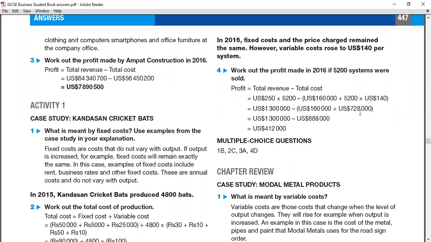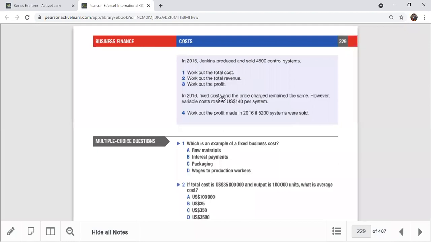So in that case, what happened? The total cost will be 888,000 US dollars, and total revenue would be 1.3 million. The difference between 1.3 million and 888,000 is 412,000 US dollars. Like that, again, it is a small change, but the big difference comes there. So that's how we have to prepare the total cost, total profit, total revenue, all those calculations.